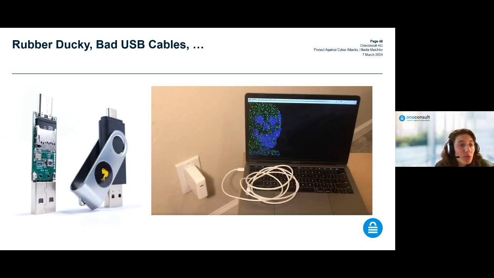So there are also USB sticks that are known as Rubber Ducky. Those will inject payloads via keystroke injection as soon as they get plugged into your laptop, and the stick will present itself as a HID, a human interface device, just like a normal keyboard. There are also USB charging cables that can be exploited to infect computers with malware.